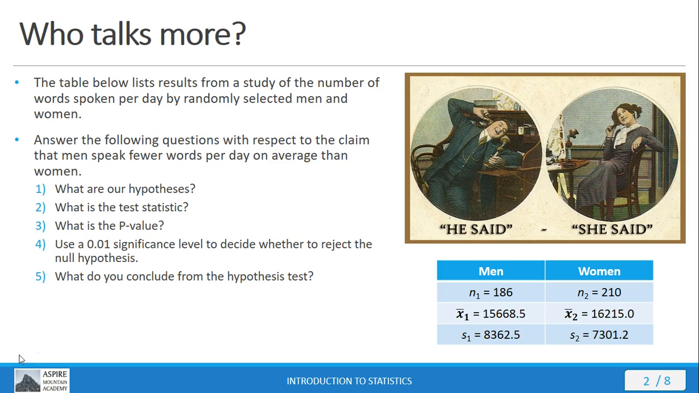So let's look at a little bit of the battle of the sexes here. We've got a table at the bottom of the screen showing the sample sizes for a group of men and women. We're tabulating the average number of words spoken per day by men and women. That's our X bar, and the sample standard deviation you can see below. We're asked to answer the same stock questions we're used to seeing with our hypothesis testing. We're using a 1% significance level.